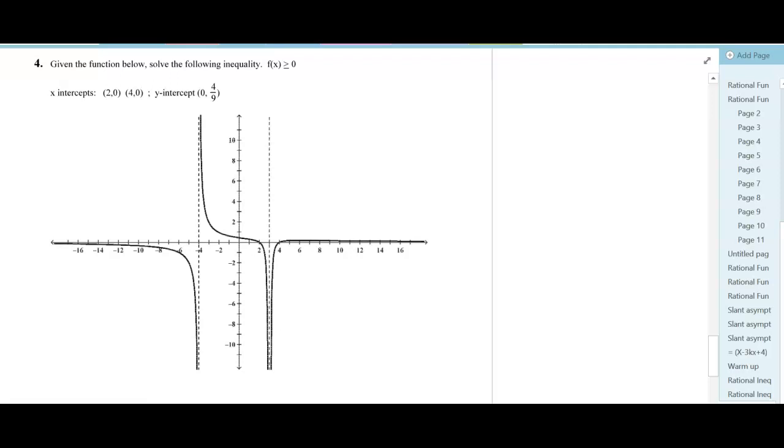For problem number 4, again, if you want to pause the screen and try this problem on your own, we're looking for when the function is greater than or equal to 0. So when we're looking at this problem, we're looking for above the x-axis, which is this green highlighted part. Since it's greater or equal, it can include the x-intercept. It looks like it's also positive above the x-axis there. And again, it can include the x-intercept.